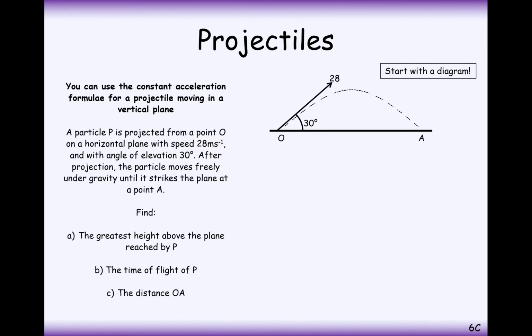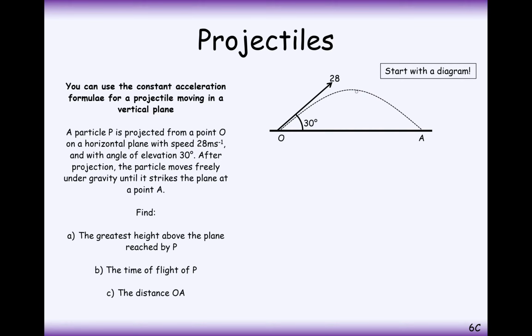So in our diagram here we're going to have a projection of 28 meters per second at an angle of 30 degrees, and it's going to get fired until it hits the ground again, so it's on one horizontal surface. When we're talking about plane here, we're not talking about a plane up in the air, a flying aeroplane. We're talking about the horizontal plane that we're working in here. So then, find the greatest height above the plane reached by P.